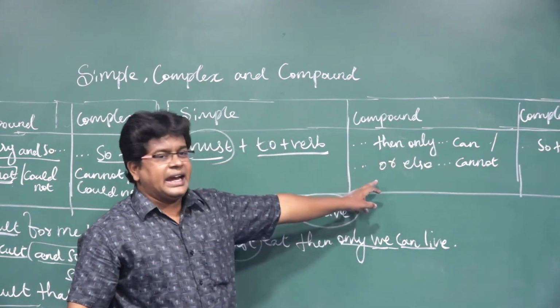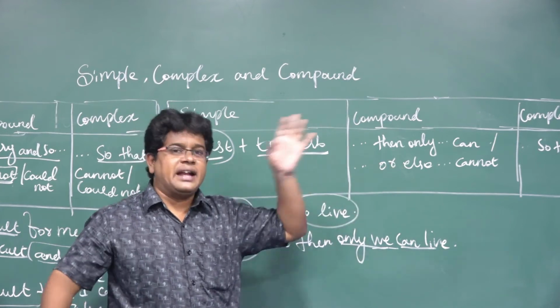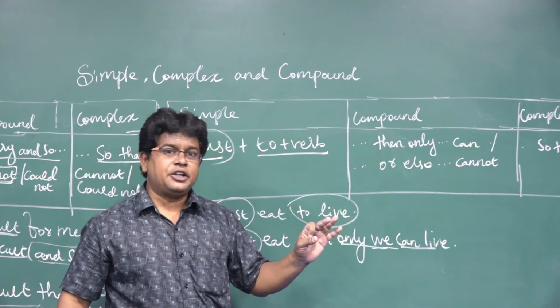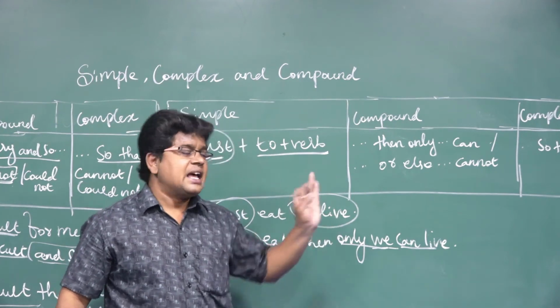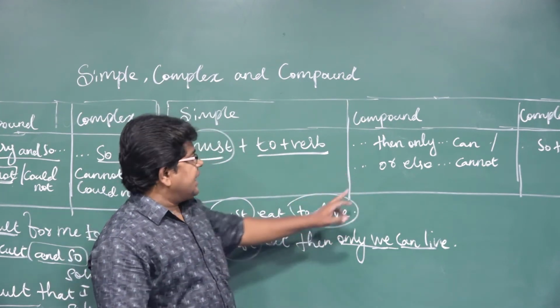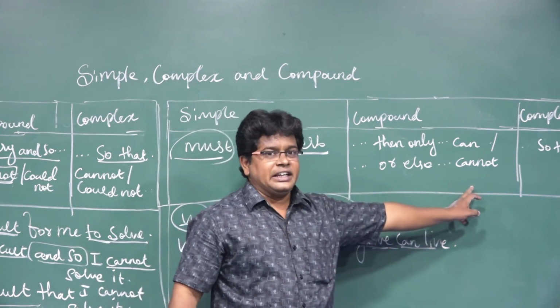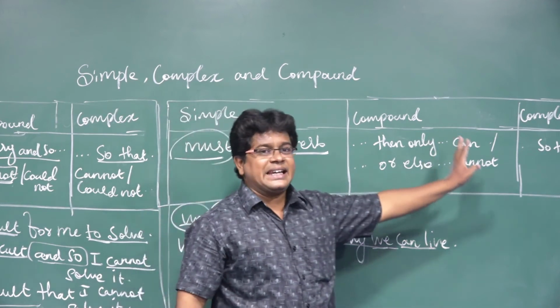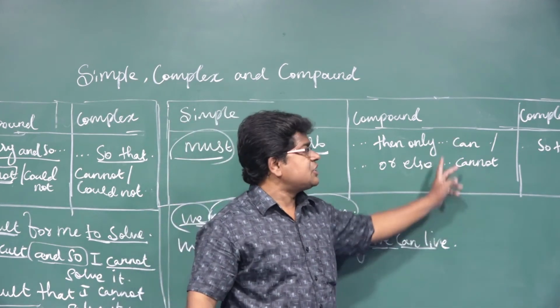Otherwise, we must eat or else. Already told, whenever or is there, or else, otherwise, we can use either. So, we must eat or else we cannot live. If you are writing, then only means can. Or else means cannot. That is the difference between these two.